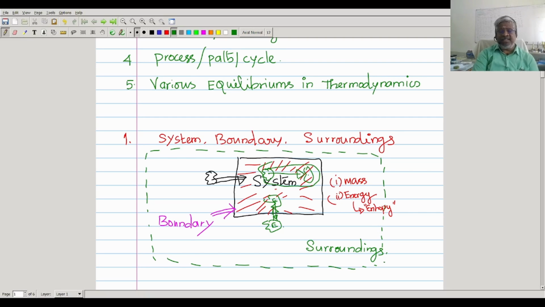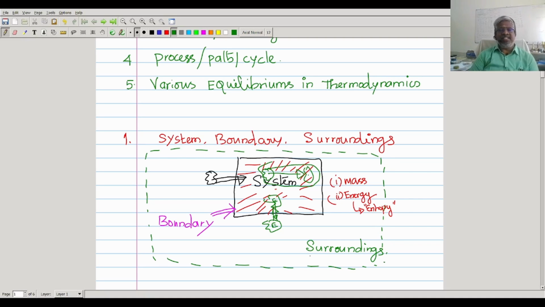So the mass and energy interaction is very much essential for fulfilling the objective of the subject thermodynamics. And the entropy interaction is very much essential for understanding how efficient these interactions are going to be. That is the purpose of entropy interaction calculation. But at present, please understand the definition of system, boundary, and surroundings. Those are all very, very essential for understanding other interactions. Without this, you cannot study thermodynamics.